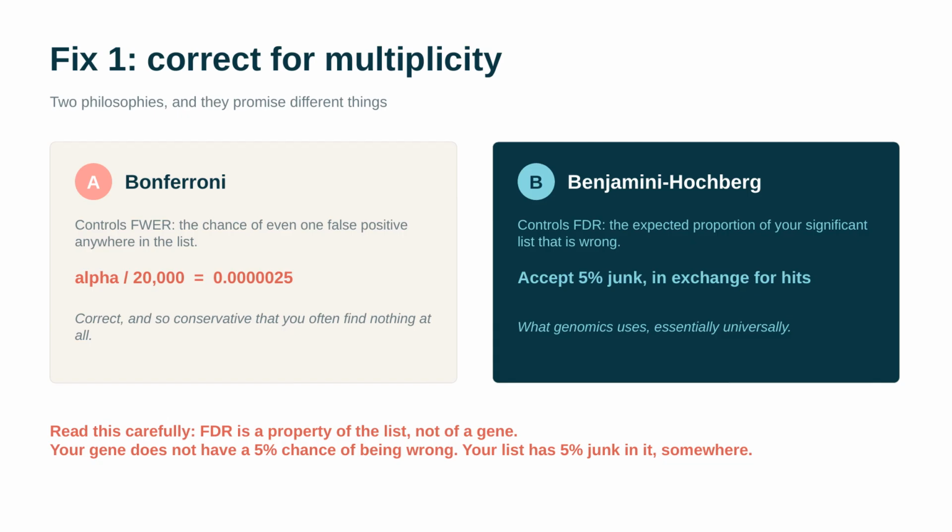But note carefully what FDR gives you. FDR is a property of a list, not of any individual gene. There is no such thing as a gene with an FDR. Your gene does not have a 5% chance of being wrong. Your list has 5% junk in it, somewhere. That distinction gets lost constantly, and it matters.